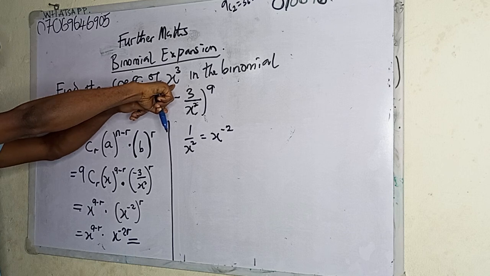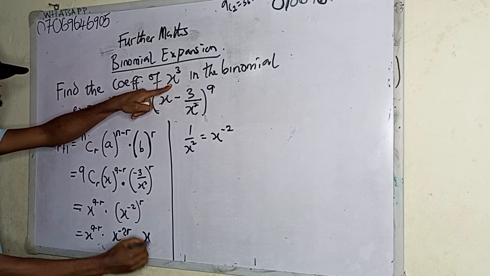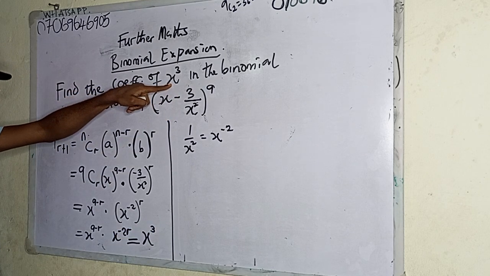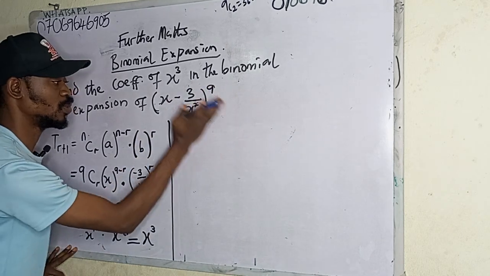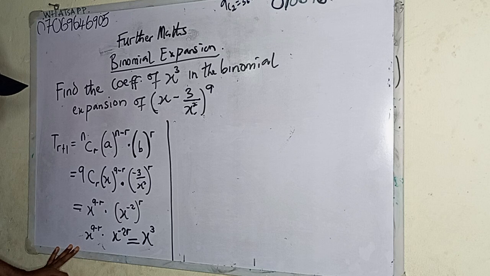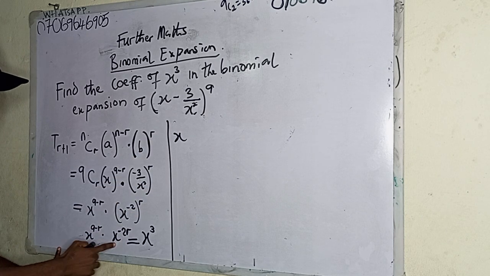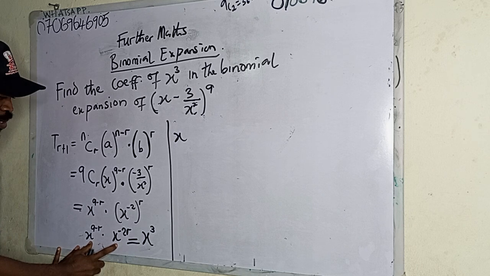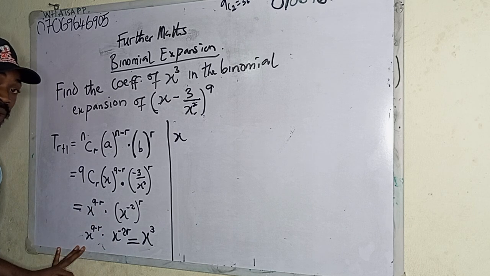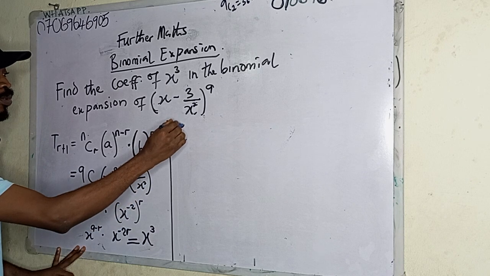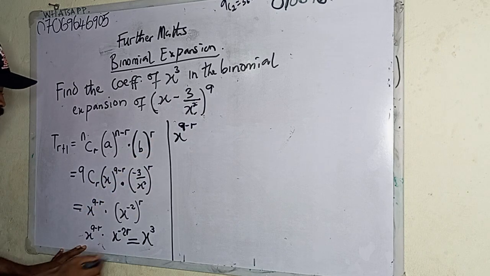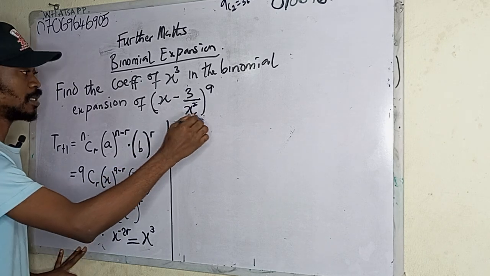Then we equate everything to the coefficient of x cubed. We are looking for the coefficient of x cubed, so I'm going to equate everything to x cubed. The next thing is just to use the law of indices to solve everything that is left. Now in indices, when two things are multiplying each other, as these two things are doing right now, and they have the same base, we can just add up their powers. Take one of the bases and add up the powers. So we're going to just take x, then add up the powers: 9 minus r plus minus 2r.